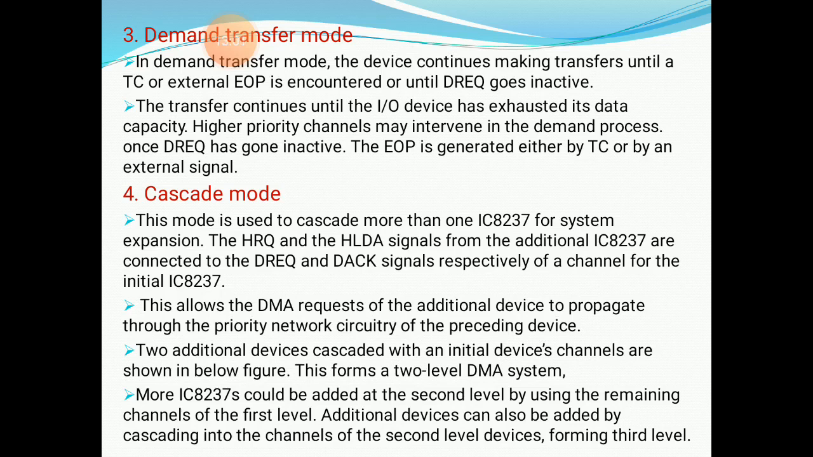The two additional devices cascaded with an initial device's channels are shown in the figure below. This forms a two-level DMA system. More ICs could be added at the second level by using the remaining channels of the first level. Additional devices can also be added by cascading into channels of the second level devices, forming a third level cascaded connection.